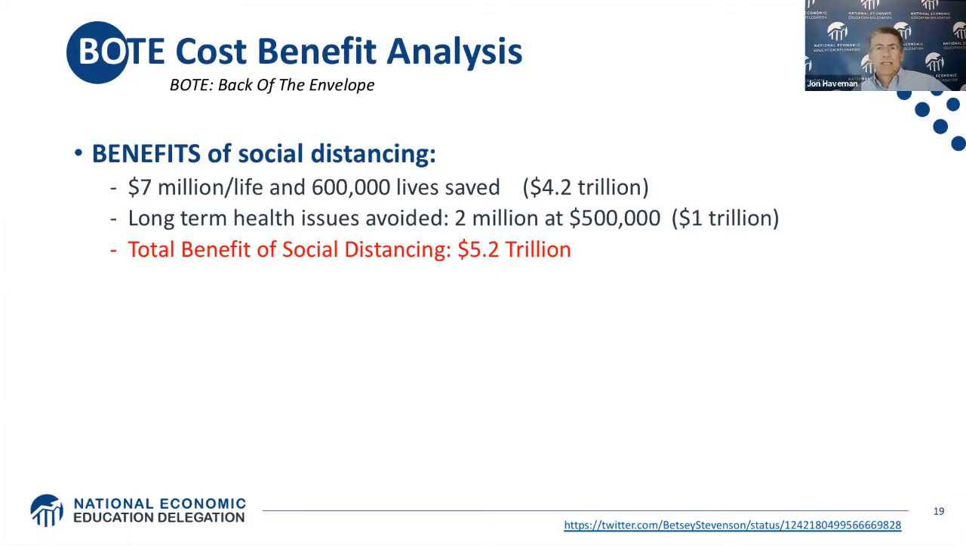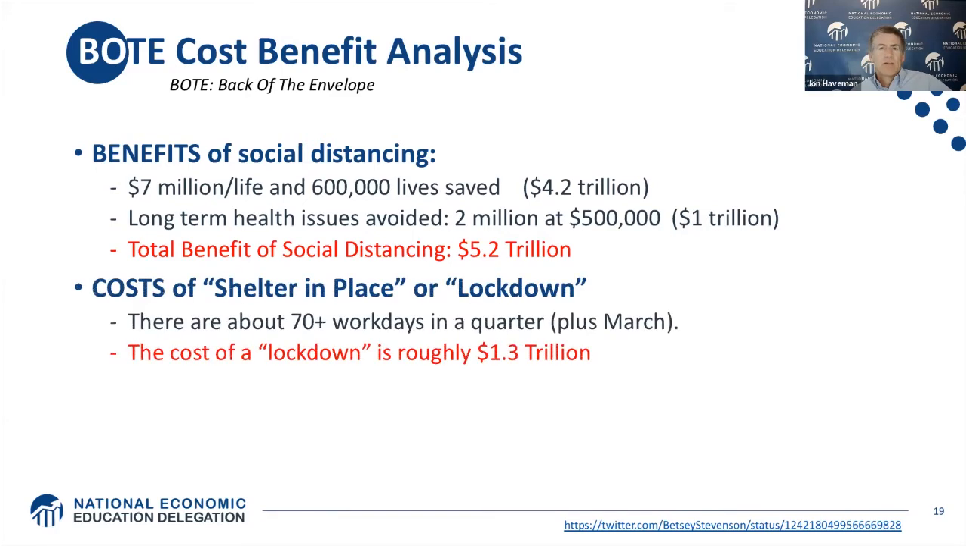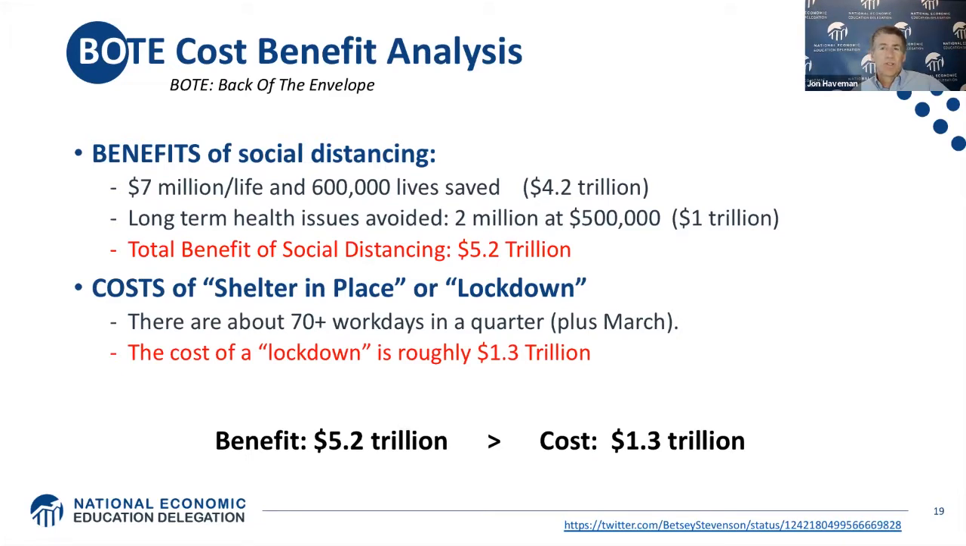The cost is the economic activity that's foregone. Estimates are, it's a shot in the dark, that we're going to lose about 70 plus work days for the whole economy. That's tantamount to about $1.3 trillion worth of economic spending that doesn't happen. So that's the economic hit. The calculus here is to compare $1.3 trillion with $5.2 trillion, and $5.2 trillion is a lot bigger than $1.3 trillion. So yes, it's worth it. Because that gap is so big, economists are pretty comfortable saying that we're doing the right thing.